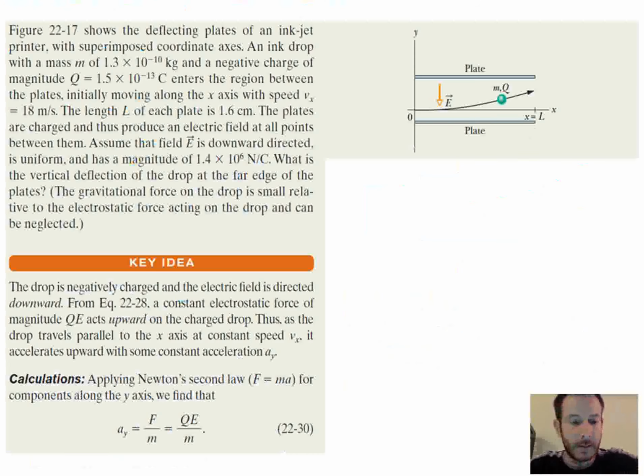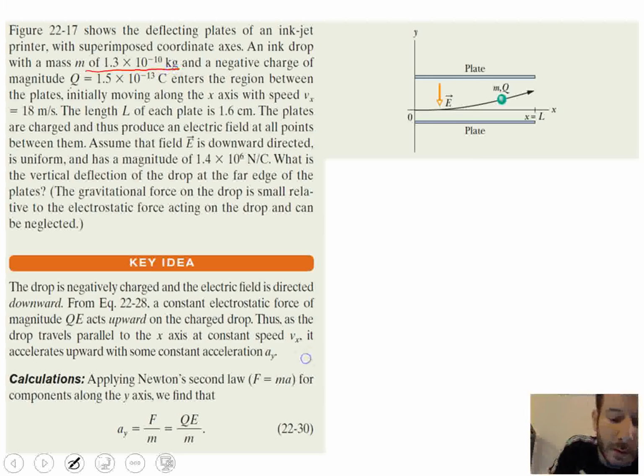Okay, so let's do an example. The figure shows the deflecting plates of an inkjet printer with superimposed coordinate axes. An ink drop with a mass of m is equal to 1.3 times 10 to the negative 10 kilograms, and a negative charge of q is equal to 1.5 times 10 to the negative 13 coulombs, enters the region between the plates. So here's our charge.